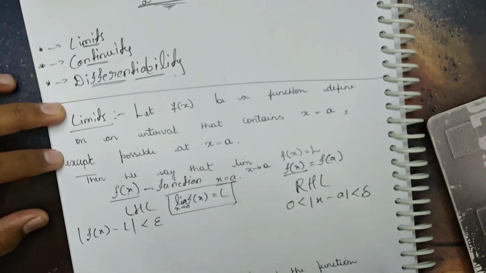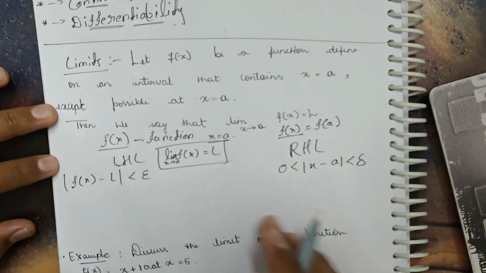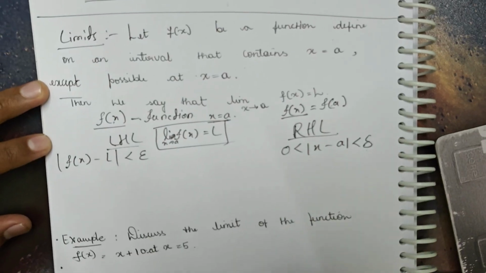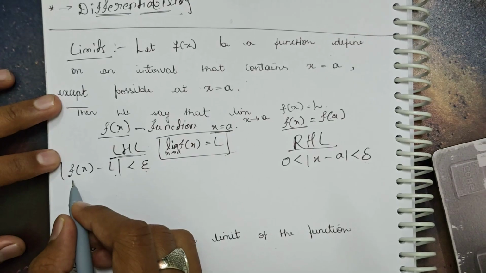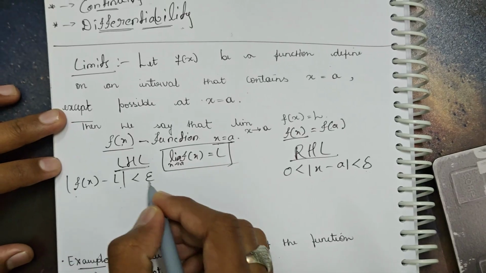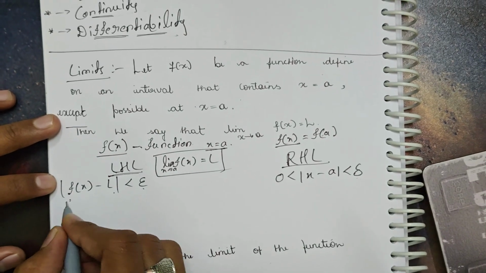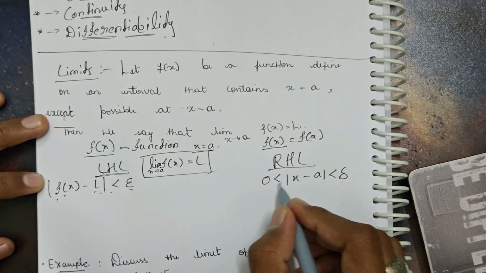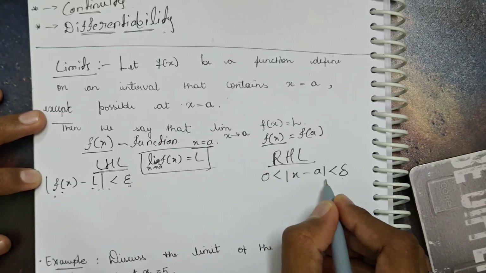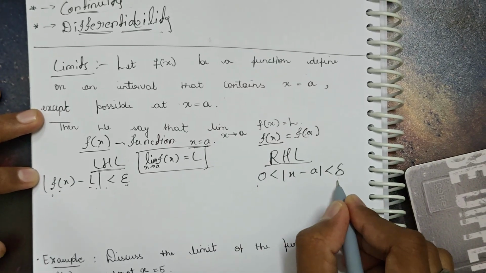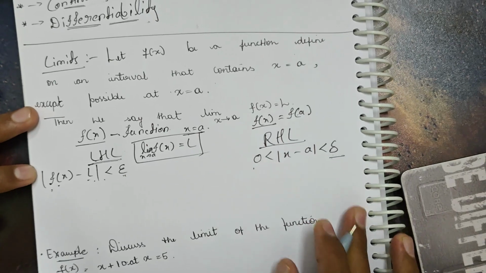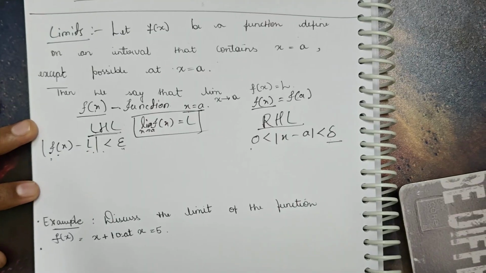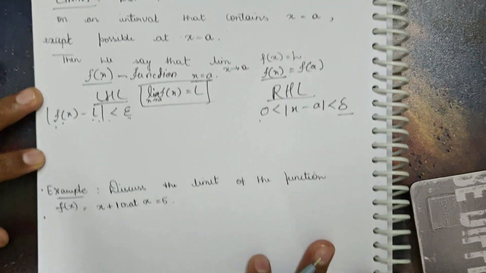So this is the condition, and in this we have two conditions, that is one is LHL and another one is RHL. For LHL, the condition is the modulus of f of x minus L is smaller than epsilon, and for RHL the condition is x minus a is greater than 0 and smaller than delta. So let's see how we can solve this problem. Take an example and then we can understand this.